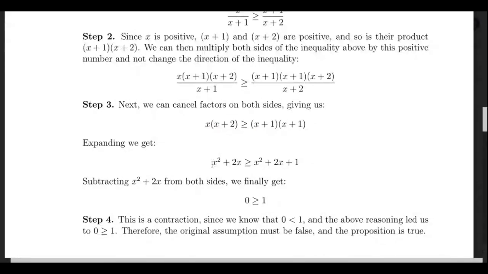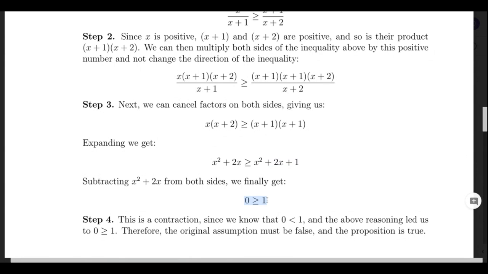On one side, when we simplify, we have x squared plus 2x. On the other side, we have x squared plus 2x plus 1. Where x squared is positive, 2x is positive, we just subtract those two. So we get 0 greater than or equal to 1. Contradiction. Right? Obvious contradiction.